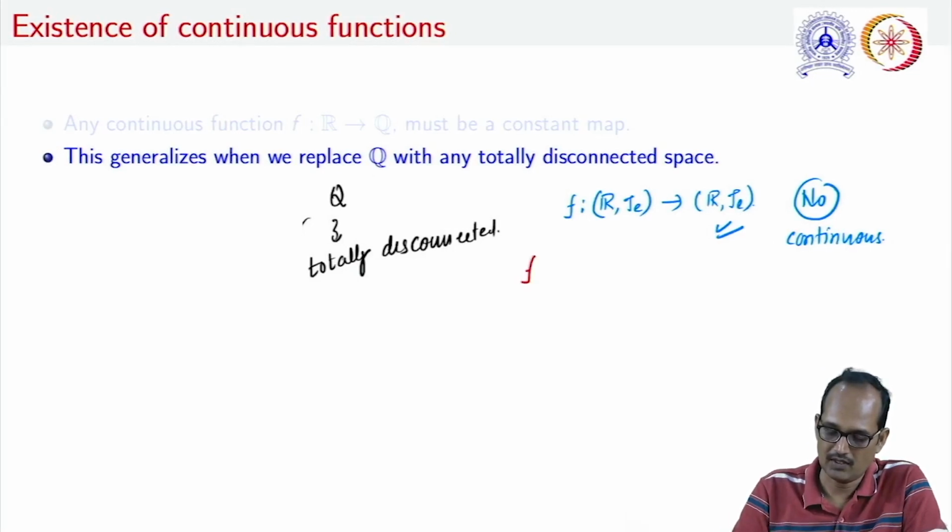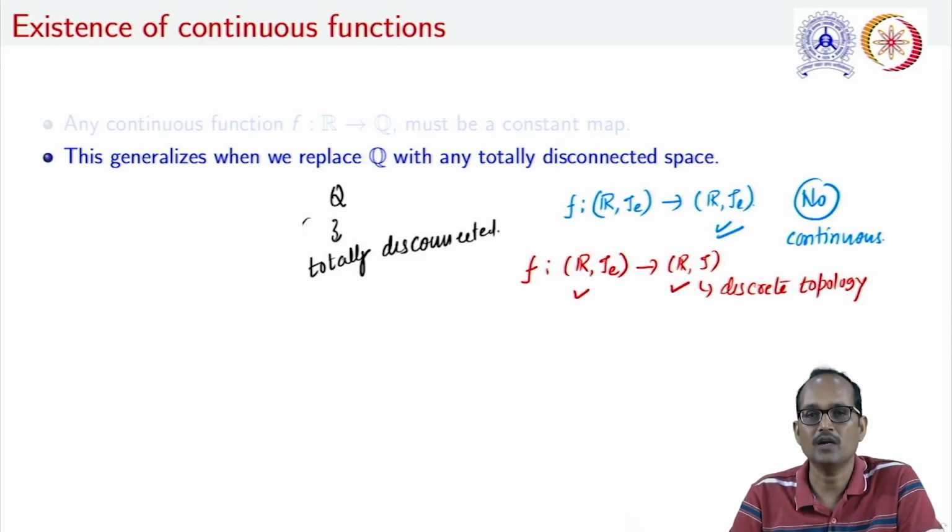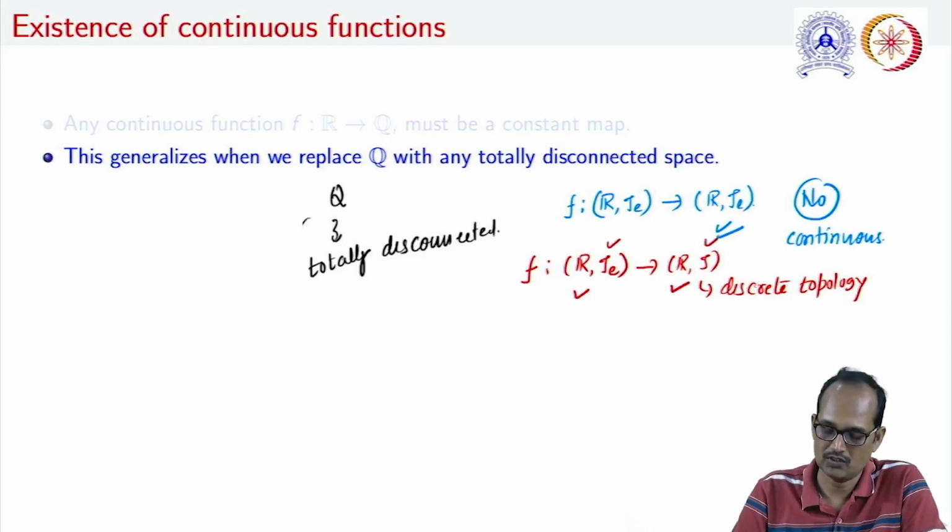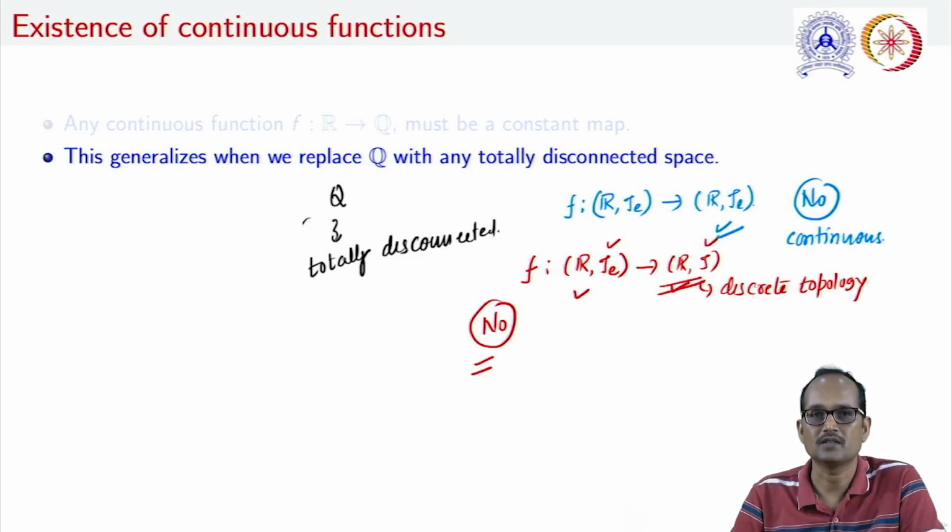Even if we are talking about the real line with Euclidean topology to the real line with, let us take, discrete topology. The question is, can we construct a continuous function from R to R with these topologies which is not constant? The answer is no. Why? Because this topology or this space is totally disconnected.